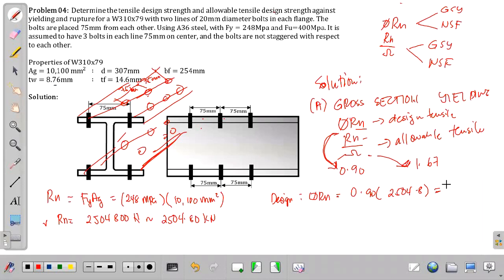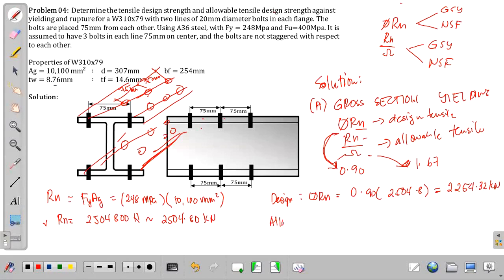This is equal to 2,200. So 2,200 times 54.32... 32 kilonewton. Okay? And what would be now our allowable tensile strength against yielding?